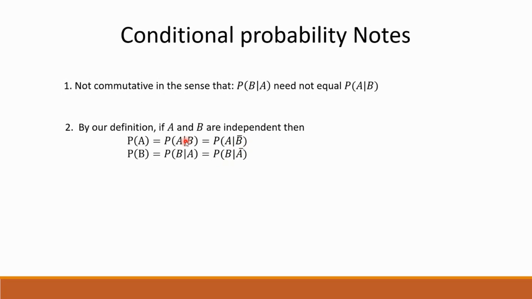So given that B occurs, the probability of A occurring is not affected. Same thing with the complement. If B does not occur and its complement occurs, that does not affect the probability of A occurring if A and B are independent. Here's the same thing, basically interchanging the roles of B and A. That's all. It's just a consequence of our definition.